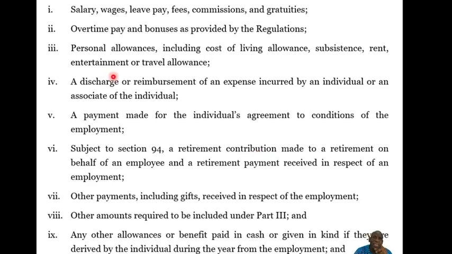But if they say accountable entertainment allowance, that one don't add. Or accountable interest, don't add. Because for that one, you are going to account for it.